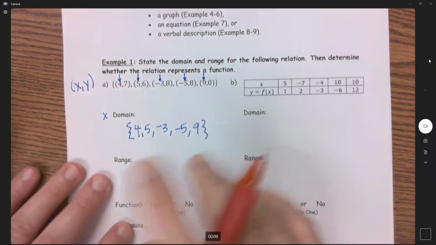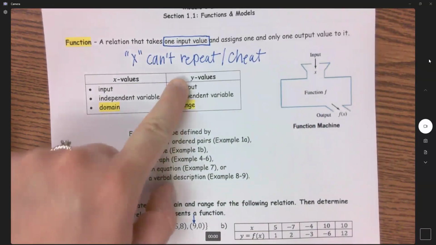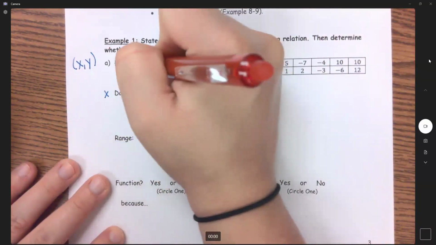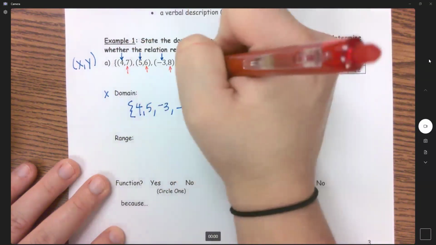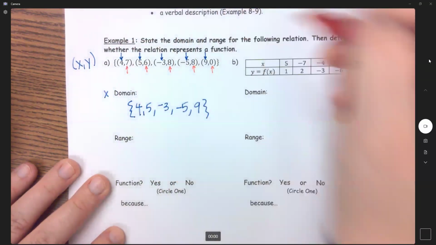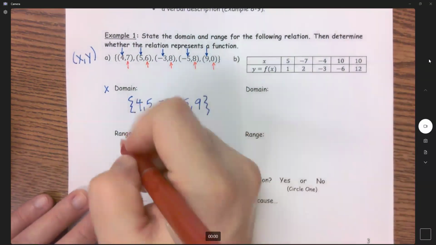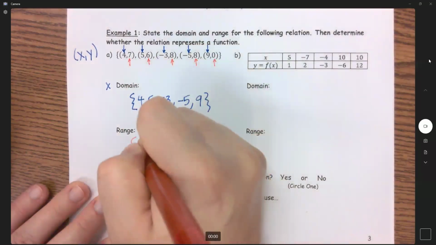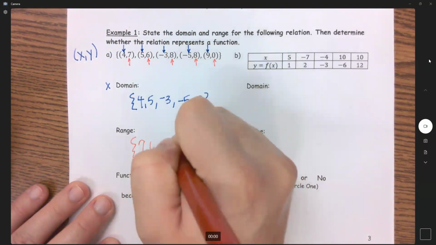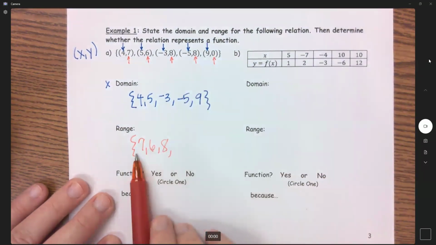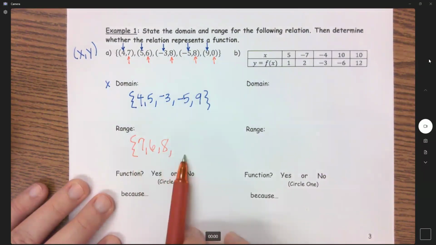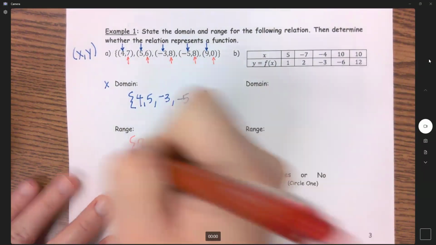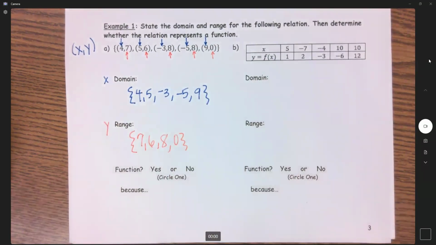So now my range, if we go back up to the top, range has to do with our y values. So my y values are all of these second numbers in these ordered pairs. So now I'm going to list all of those numbers. So we start this with our fancy squiggly brackets. We have 7, 6, 8. Now we have another 8 here. I already have 8 in this solution set, so I'm not going to write 8 again. So then we'll have 0. Okay, and end it with your fancy squiggly brackets.